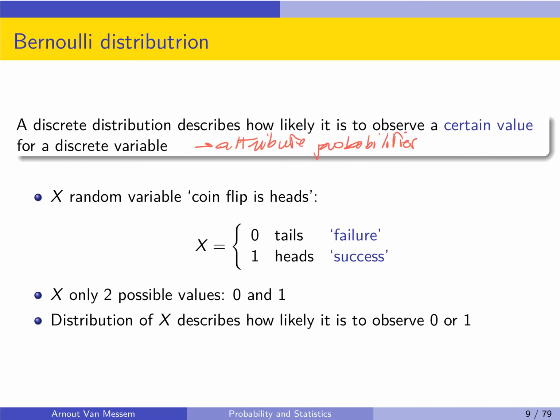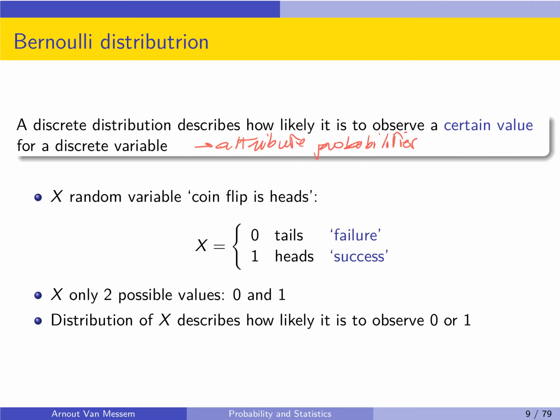Please note that failure and success are relative terms. So if, for example, you have a study where you look at the gender of someone, you could say that man is success in this study and a woman is failure. This does not mean that man is better or worse than woman. It just means that you are coding the fact that someone is a man as being a success, just to make the difference between the two classes and to make the difference between the probabilities for success and failure. And then the distribution will just describe how likely it is to observe 0 or 1.